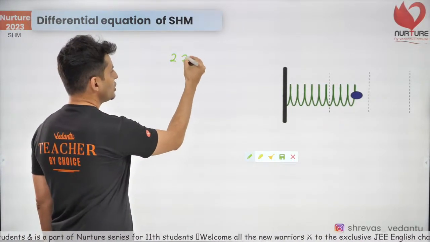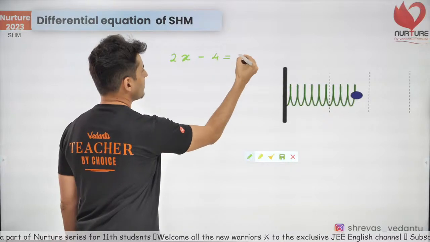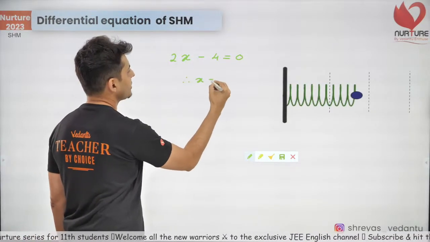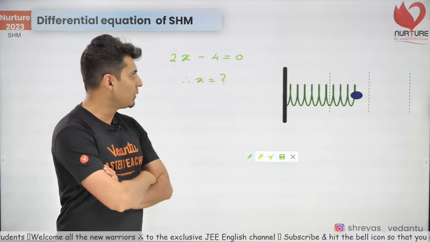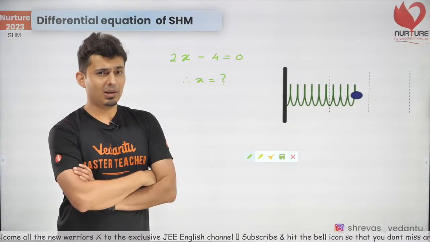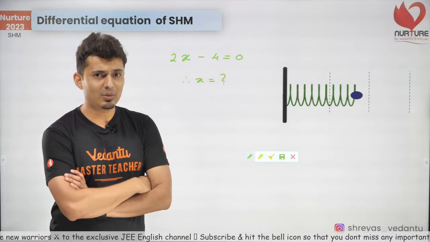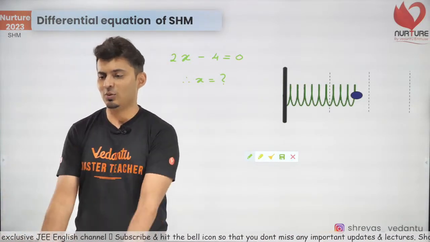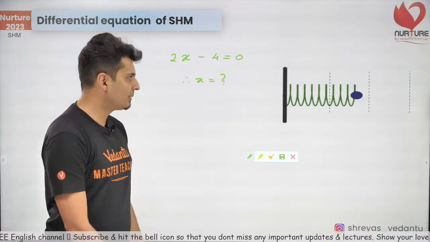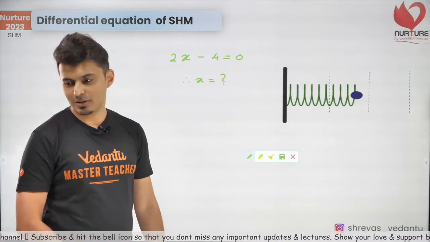Imagine I give you 2x minus 4 is equal to 0. Therefore, x is equal to, come on, let's see how many of you are smart. 2x minus 4 is equal to 0. So x is equal to how much? Very easy peasy lemon squeezy question. Come on, my warriors, quickly fill up the chat box. Spam the chat box. What's the answer? 2. Perfect. Very good.